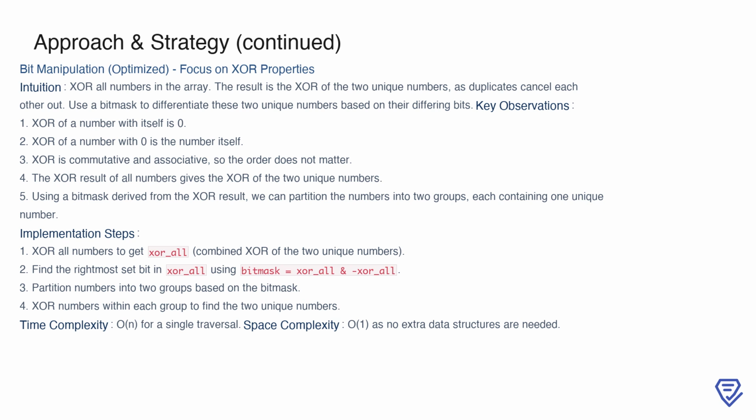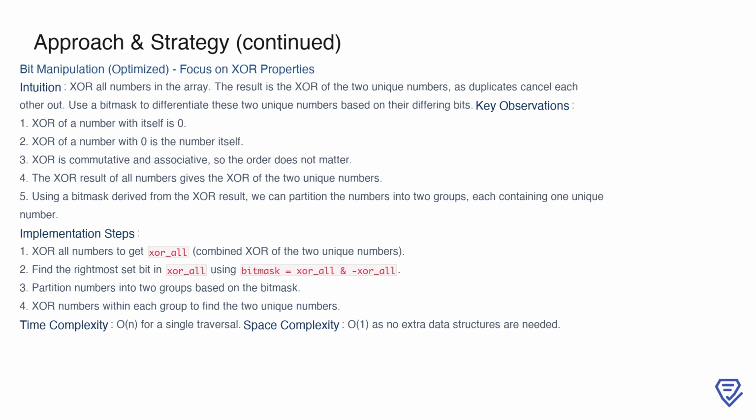To address these limitations, we turn to an optimized approach using bit manipulation, which leverages the properties of the XOR operation. The intuition here is that XORing all the numbers in the array will cancel out the duplicates, leaving us with the XOR of the two unique numbers. From there, we use a bit mask to isolate these two numbers based on their differing bits. Let's break this down step by step.